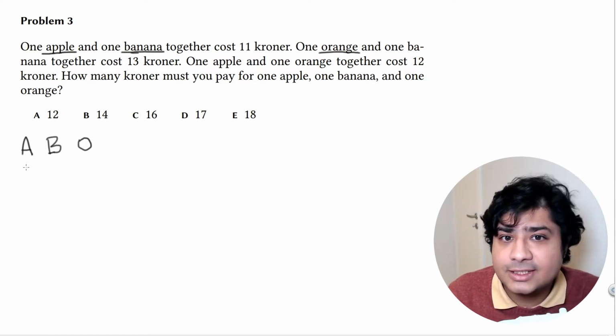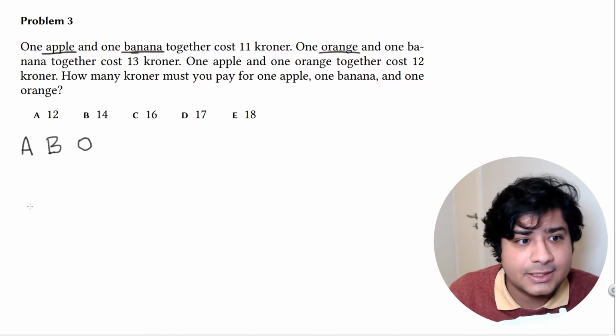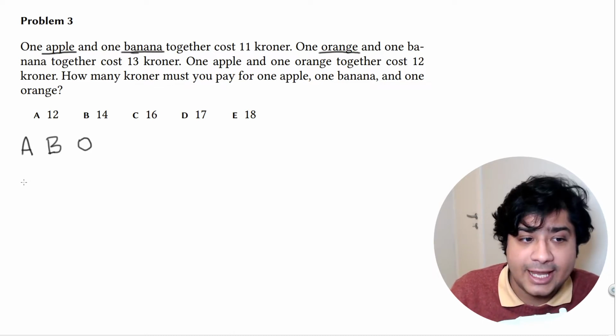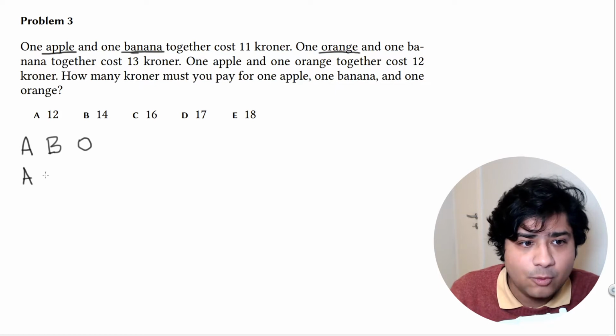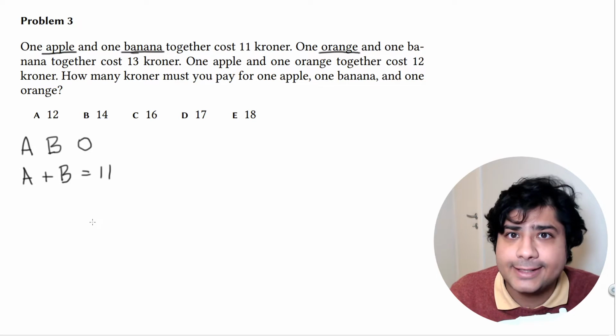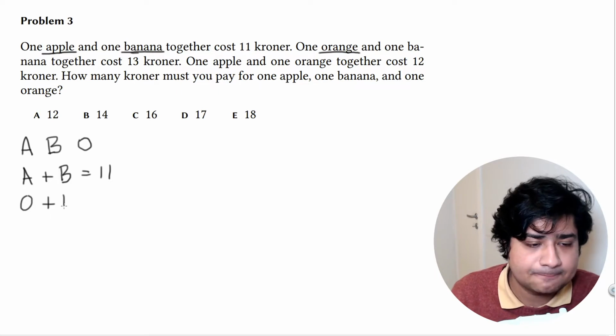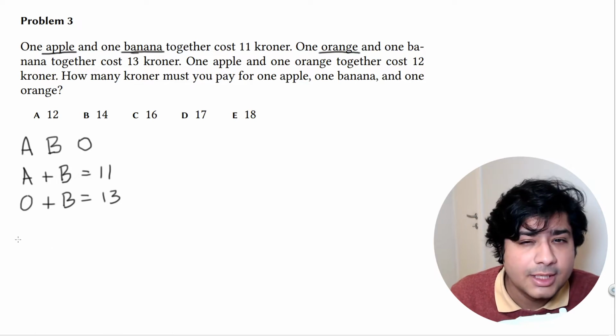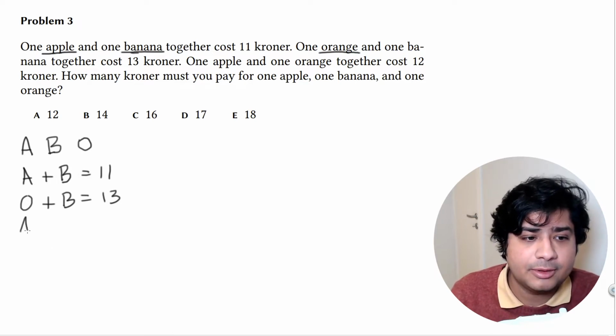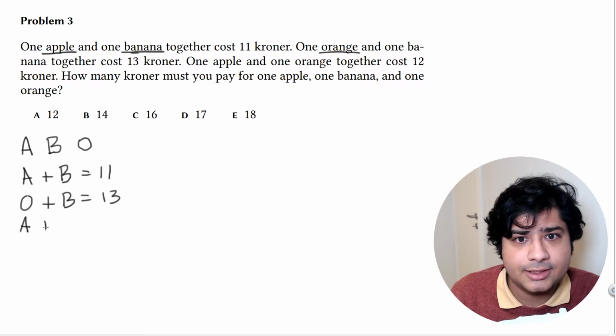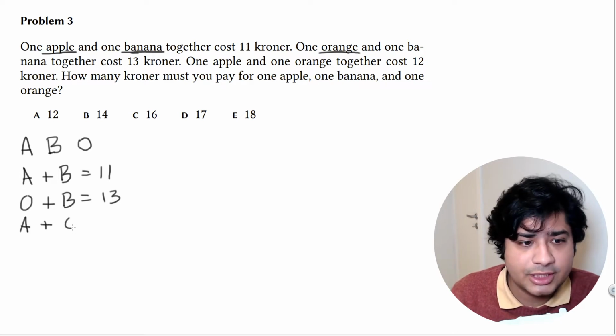So let's write the information that they're giving us. They're saying 1 apple, I'll just write that as A, and 1 banana together cost 11 kroner. So I can write that like this. And then you have 1 orange, O, plus 1 banana costs 13. Then, of course, you have 1 apple and 1 orange together cost 12 kroner.